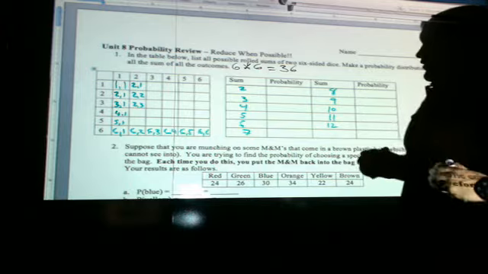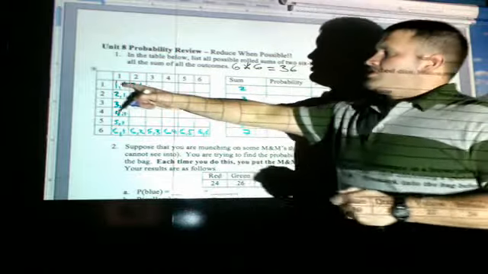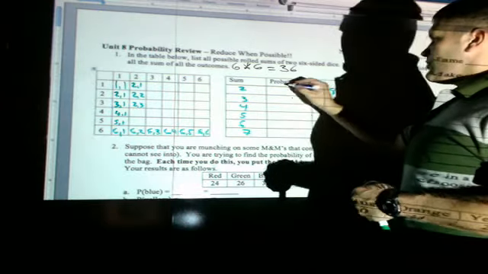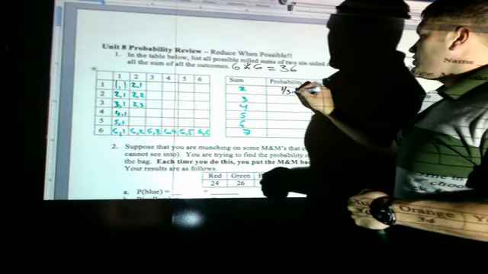Well, a good way to find our probabilities is to find how many 2's are in the table. So I look at all of my outcomes, and I notice that 1, 1 is the only 2 that's in the table, the only sum of 2 that's in the table. So my probability is 1 over 36.